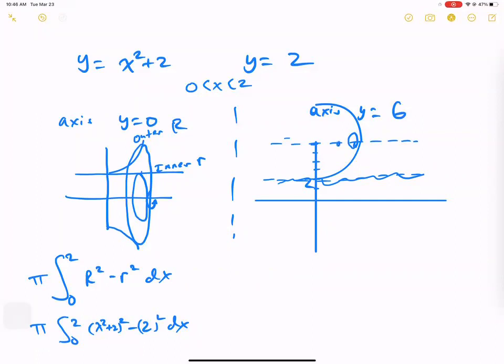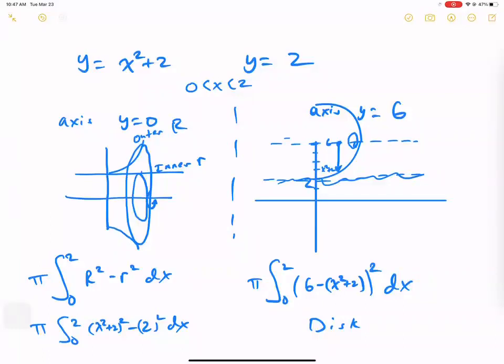In this case, it's the axis of rotation to the function. So it's 6 minus our x squared plus 2. So pi, integral 0 to 2, 6 minus (x squared plus 2), do a parentheses there, square that, dx. See, this became a disk problem. So we can't just say, oh hey, we are given two functions, bam, that's a washer. It's always about our axis of rotation, and that can mess us up.